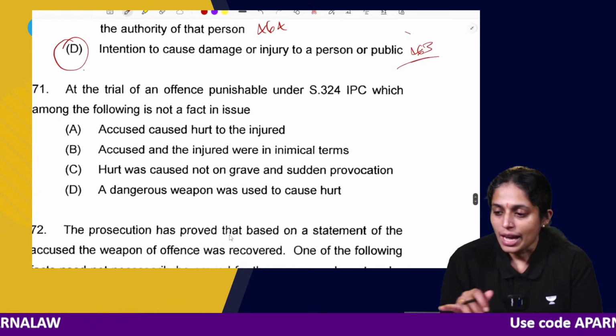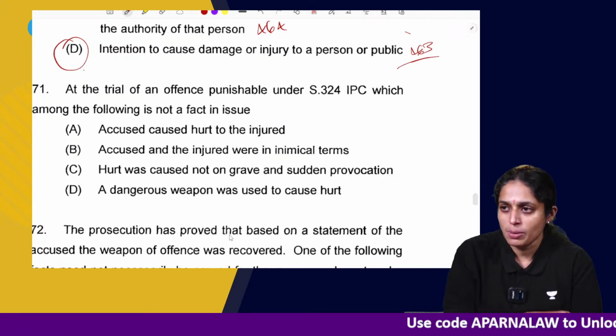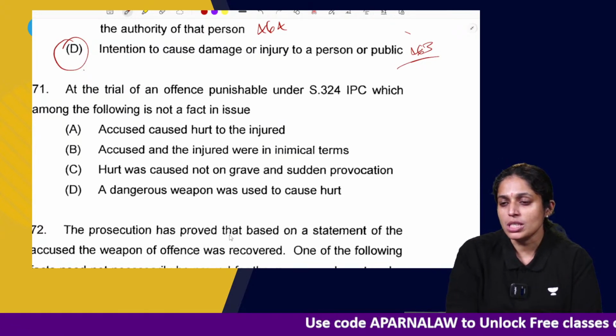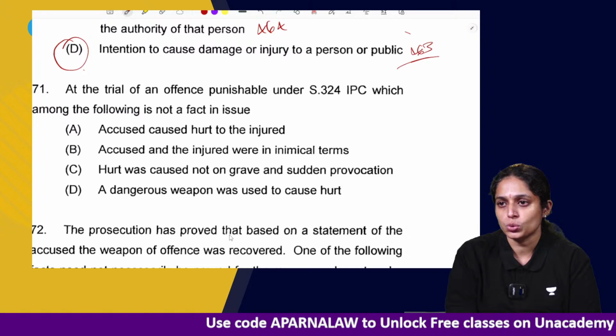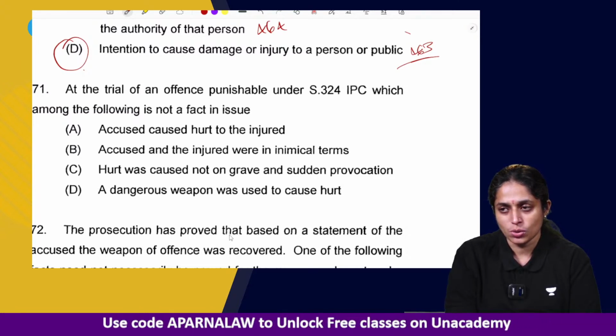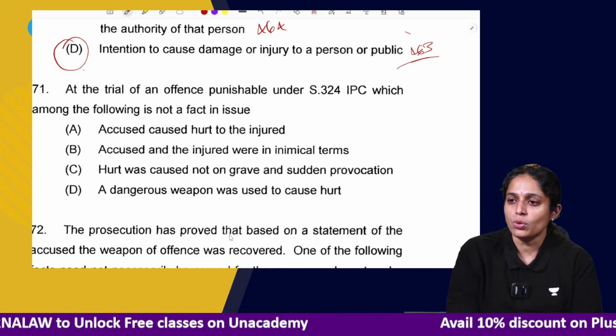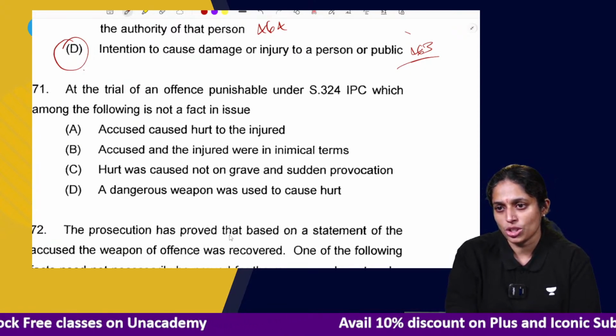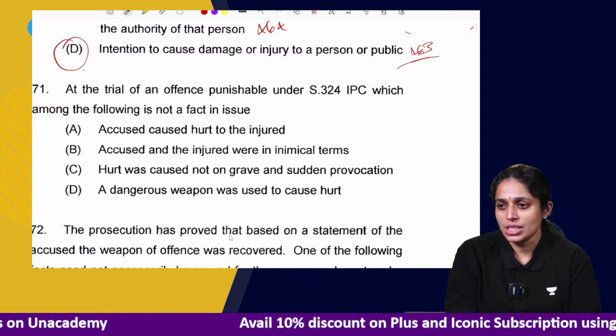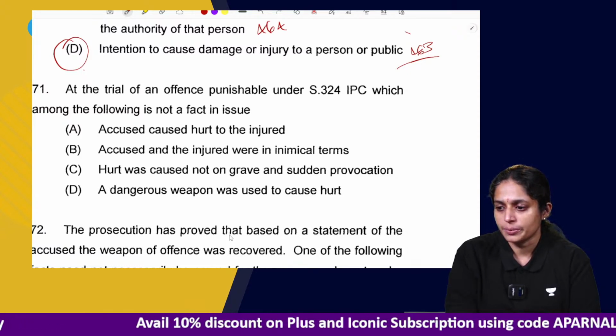Seventy-first question. At the trial of offence punishable under section 324, which among the following is not a fact in issue? A. Accused caused hurt to the injured. B. Accused and the injured were on inimical terms. C. Hurt was caused not on grave and sudden provocation. And D. A dangerous weapon was used to cause hurt.